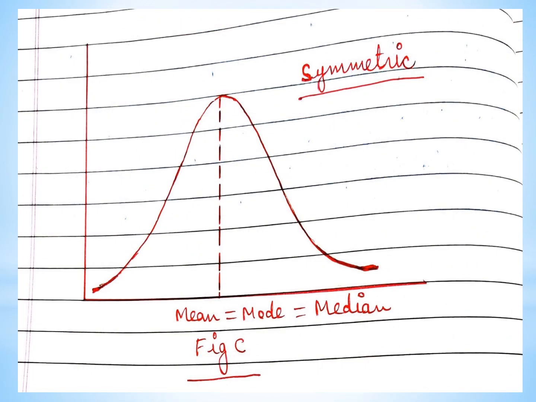So now let's see the figure of symmetric curve. Symmetric curve means normal curve, the curve that is in bell shape. In symmetric curve, mean, median, mode all will coincide at single point.